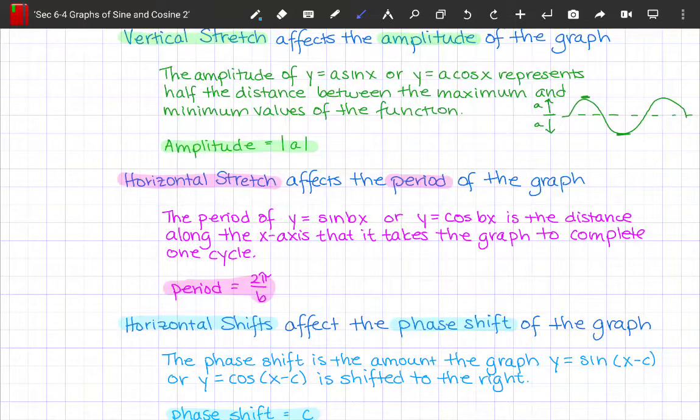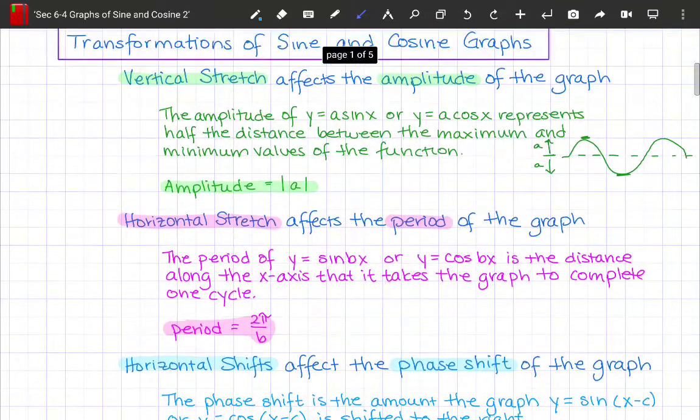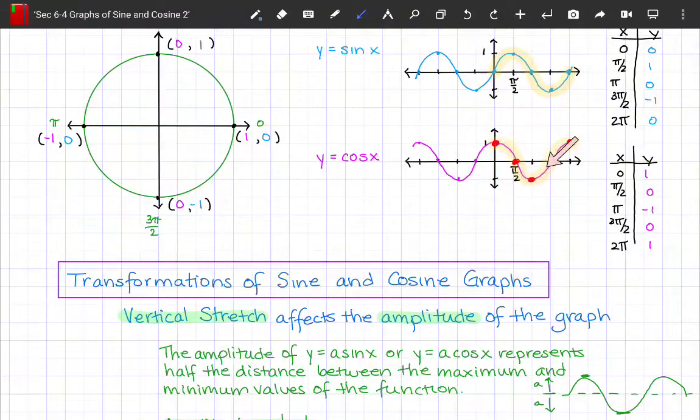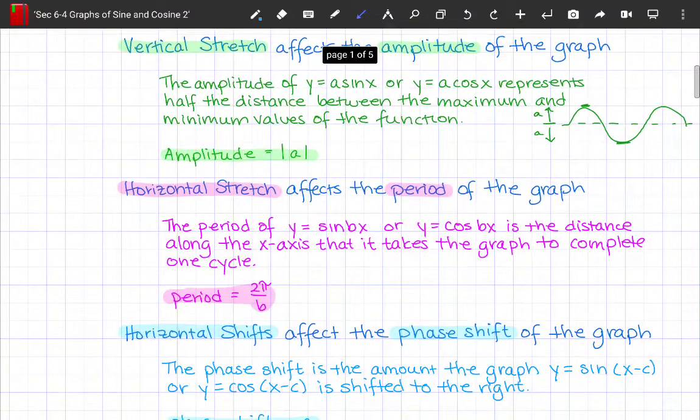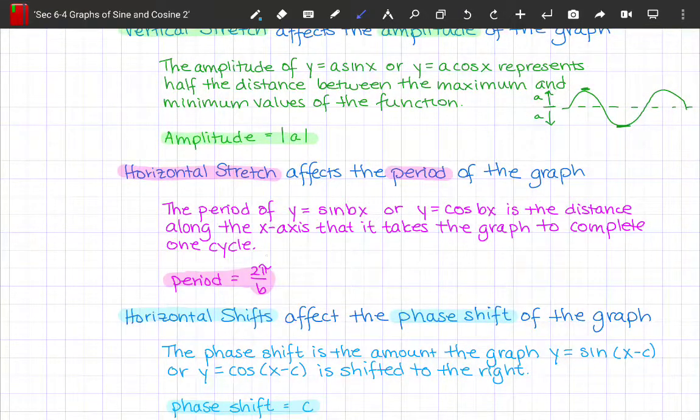The horizontal stretch will affect the period. How long does it take for the graph to complete one period? Going up here, we can see it takes 2 pi units to complete one period of the graph on both the sine and the cosine. But if we stretch or compress it horizontally, then that's going to change the period, and that's going to be based on what we multiply x by. The period is always going to be 2 pi over b, whatever that is.